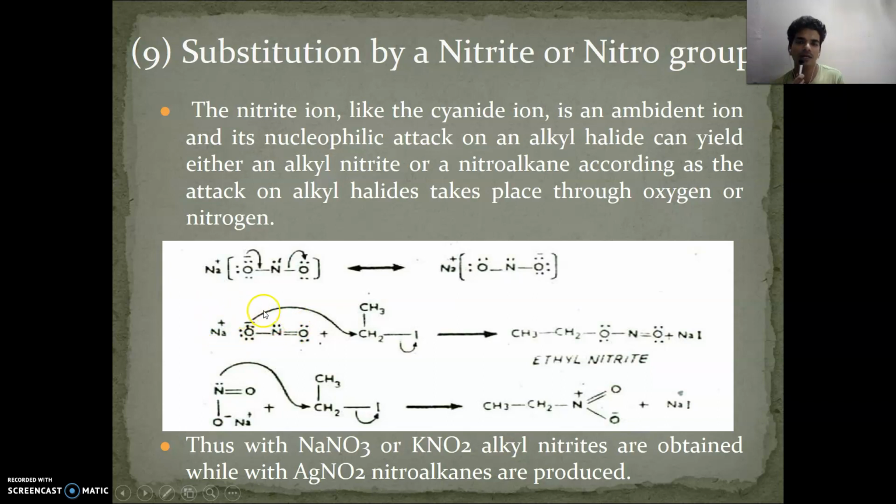So sodium nitrite interacts with alkyl halide, it will form ethyl nitrite, and finally interacting with another molecule of this alkyl halide, it will form the intermediate compound which contains the nitrite as an ion. So thus the sodium nitrite and potassium nitrite give alkyl nitrite, while the silver nitrite gives nitroalkanes as the products in this final stage.